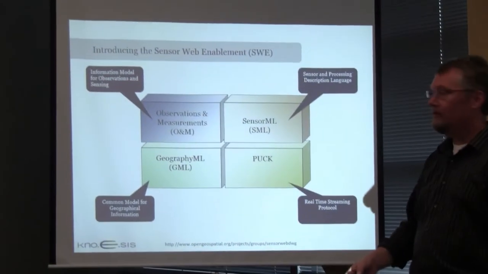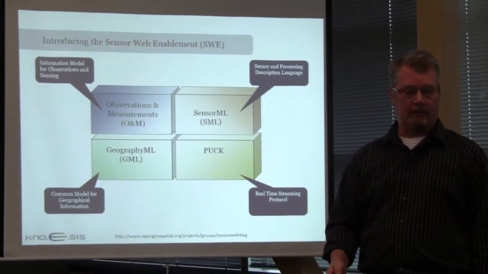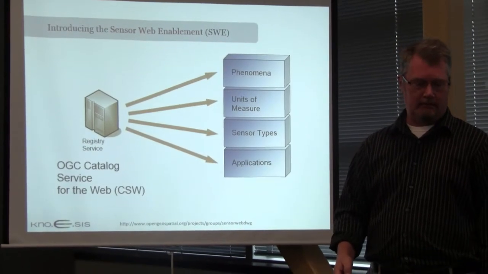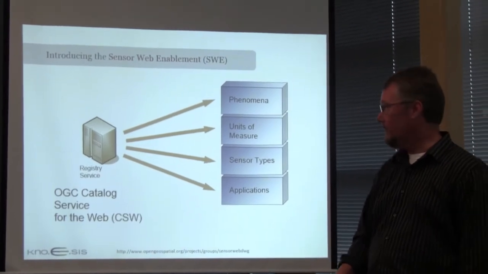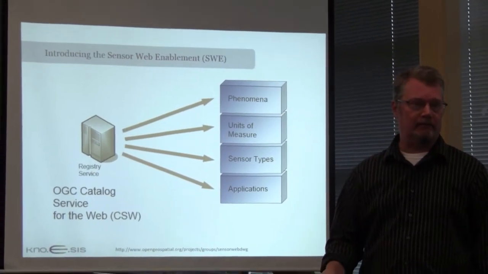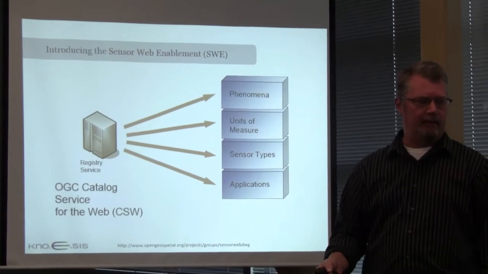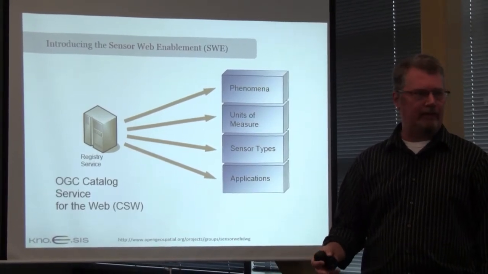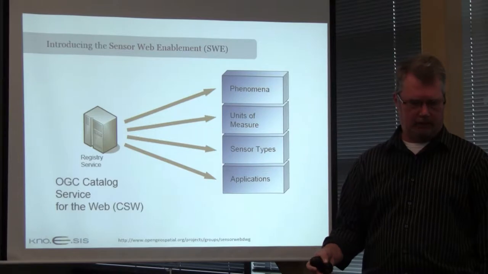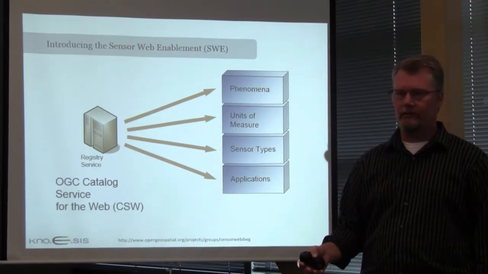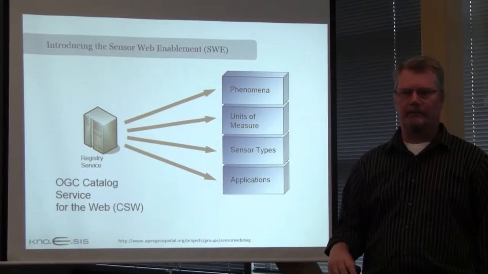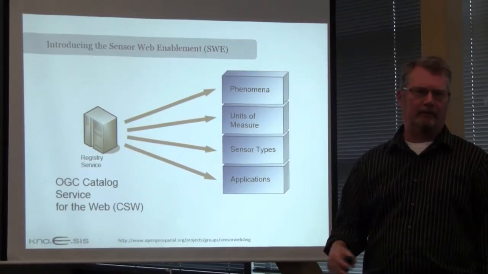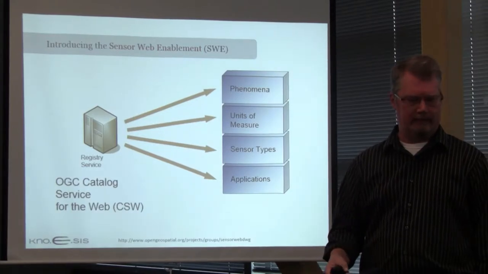Now that we have described our sensor and our sensor data in a way that we can use in a computer, then we have to find it. OGC has a Catalog Service for the Web. The catalog service allows you to search for data sets. You can search by the type of data you're looking for, what the sensor measures, the units of measure the sensor uses, so you can always combine like units of measure, or what the application of the data could be, things that are weather related, things that are emergency services related, that kind of stuff.